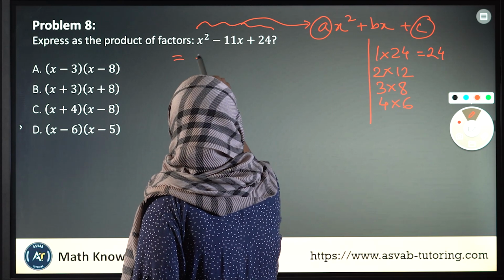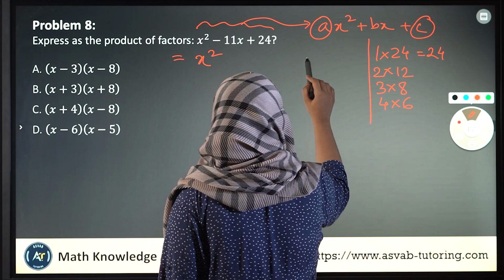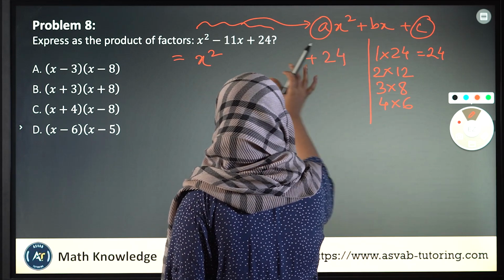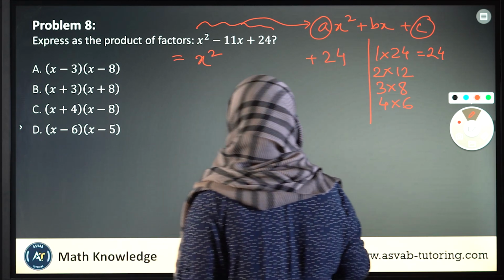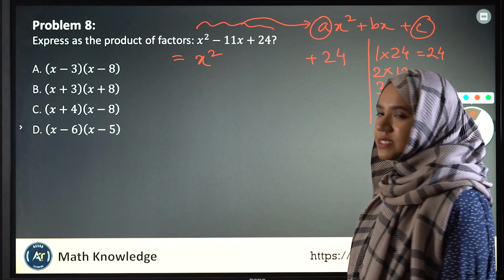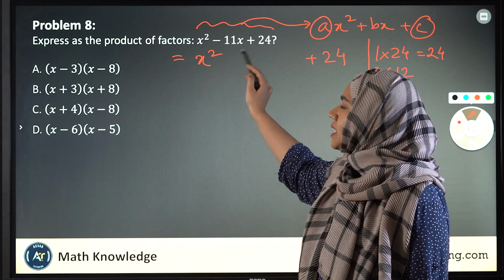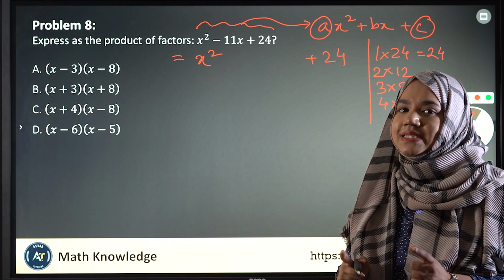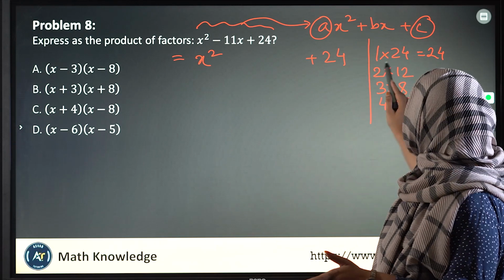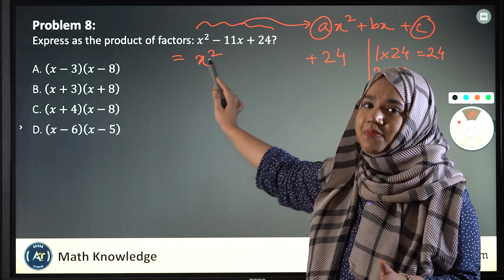So then what we do is we just put down the first term and the third term, and in the second term we put a gap. Why? Because now we need to add or subtract the factors that we have just figured out to get to the second term. The second term here is minus 11. We need to know what gets added or subtracted to figure out minus 11.